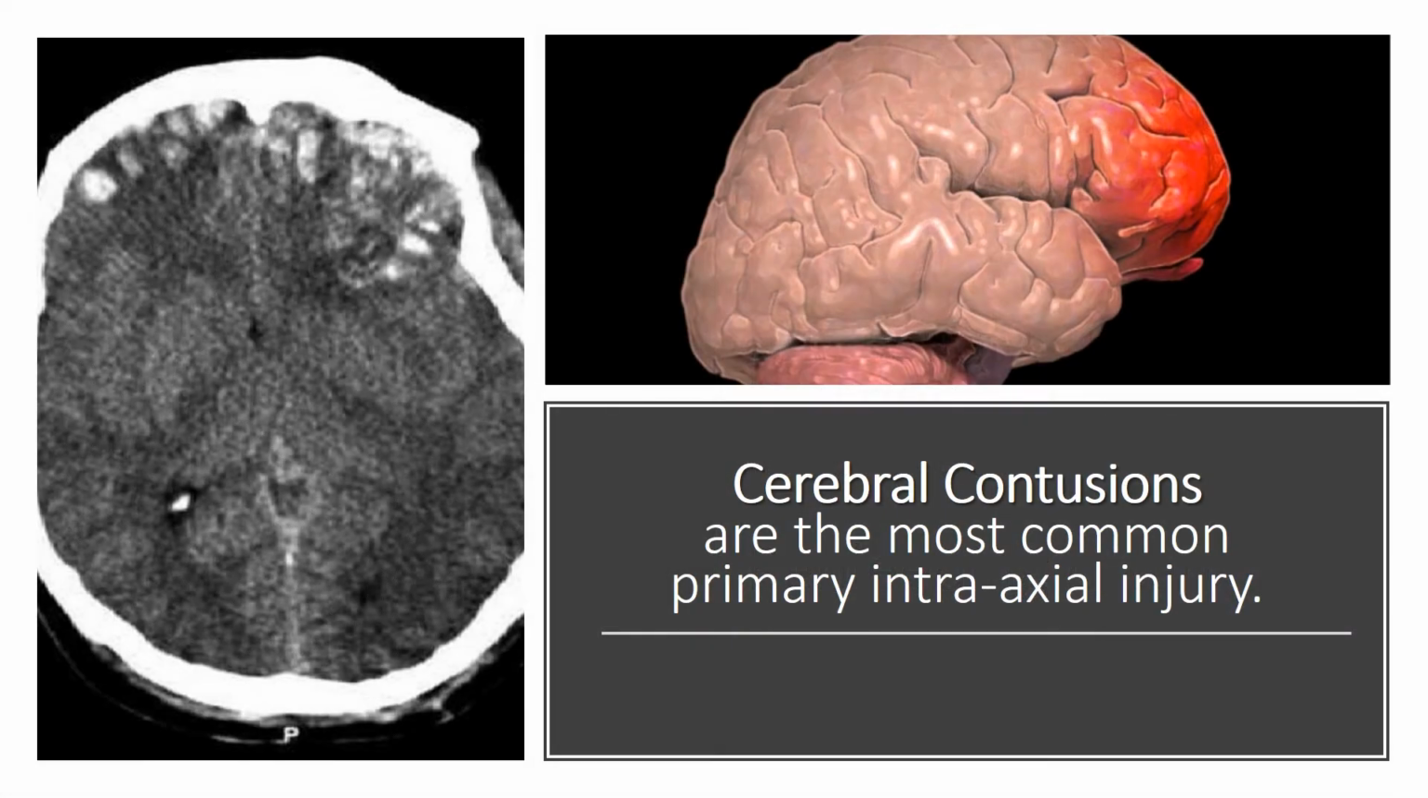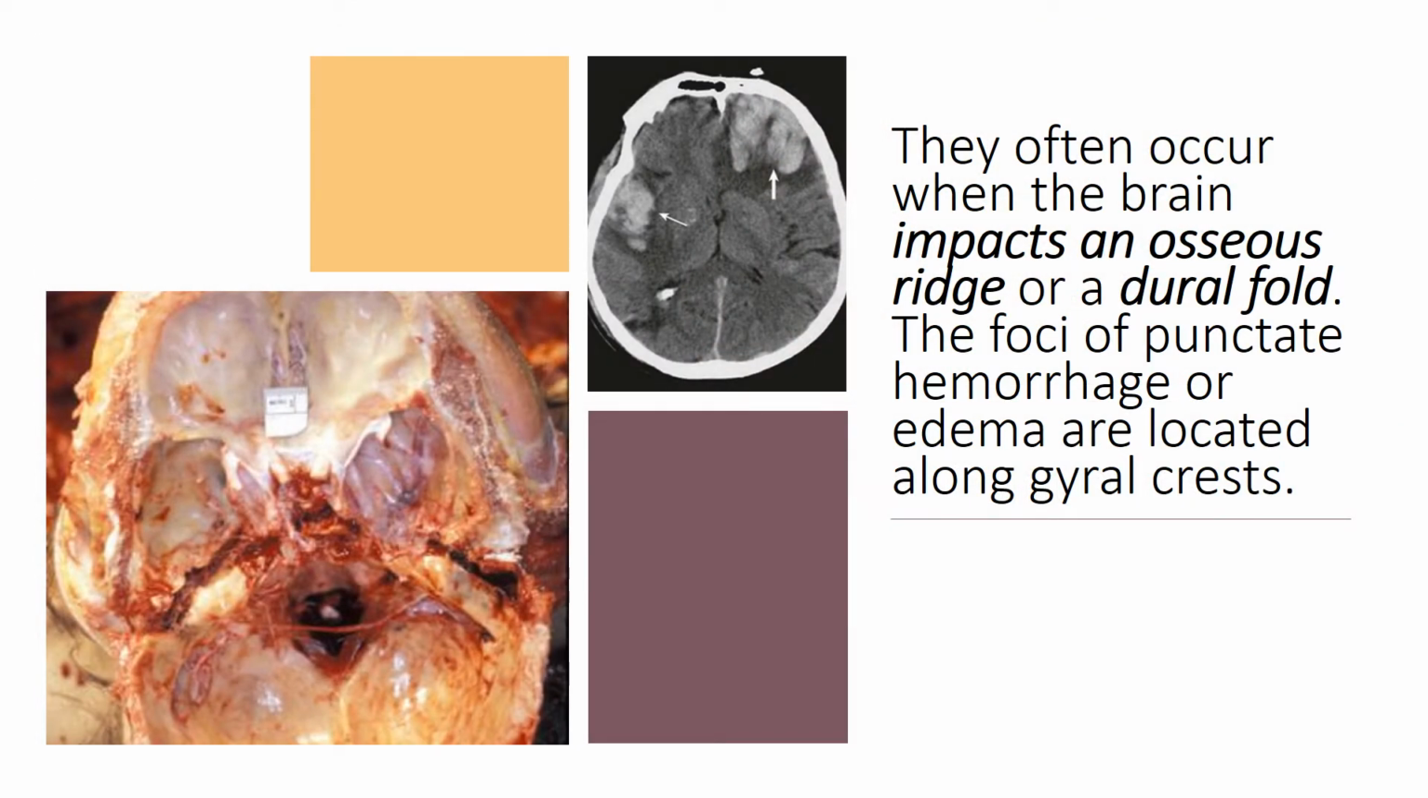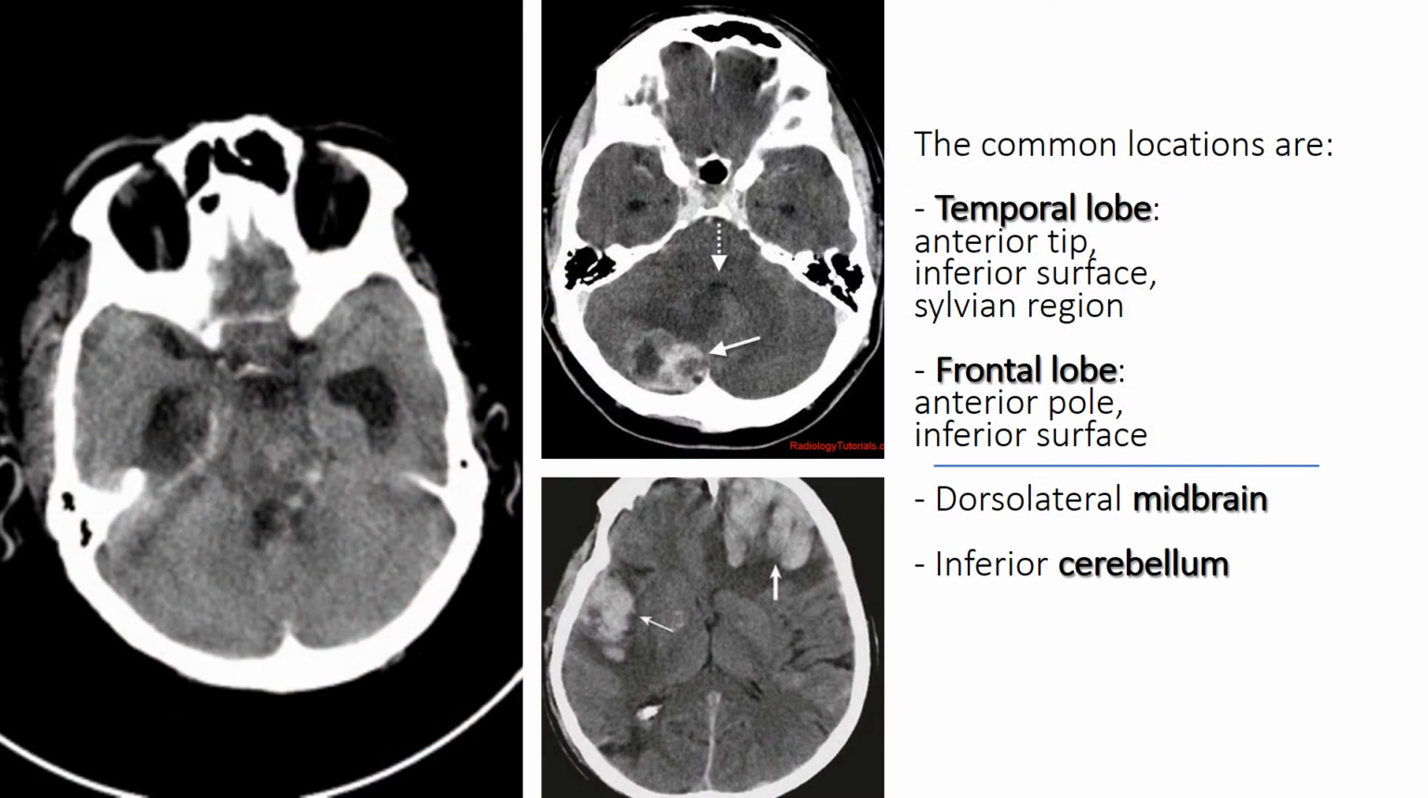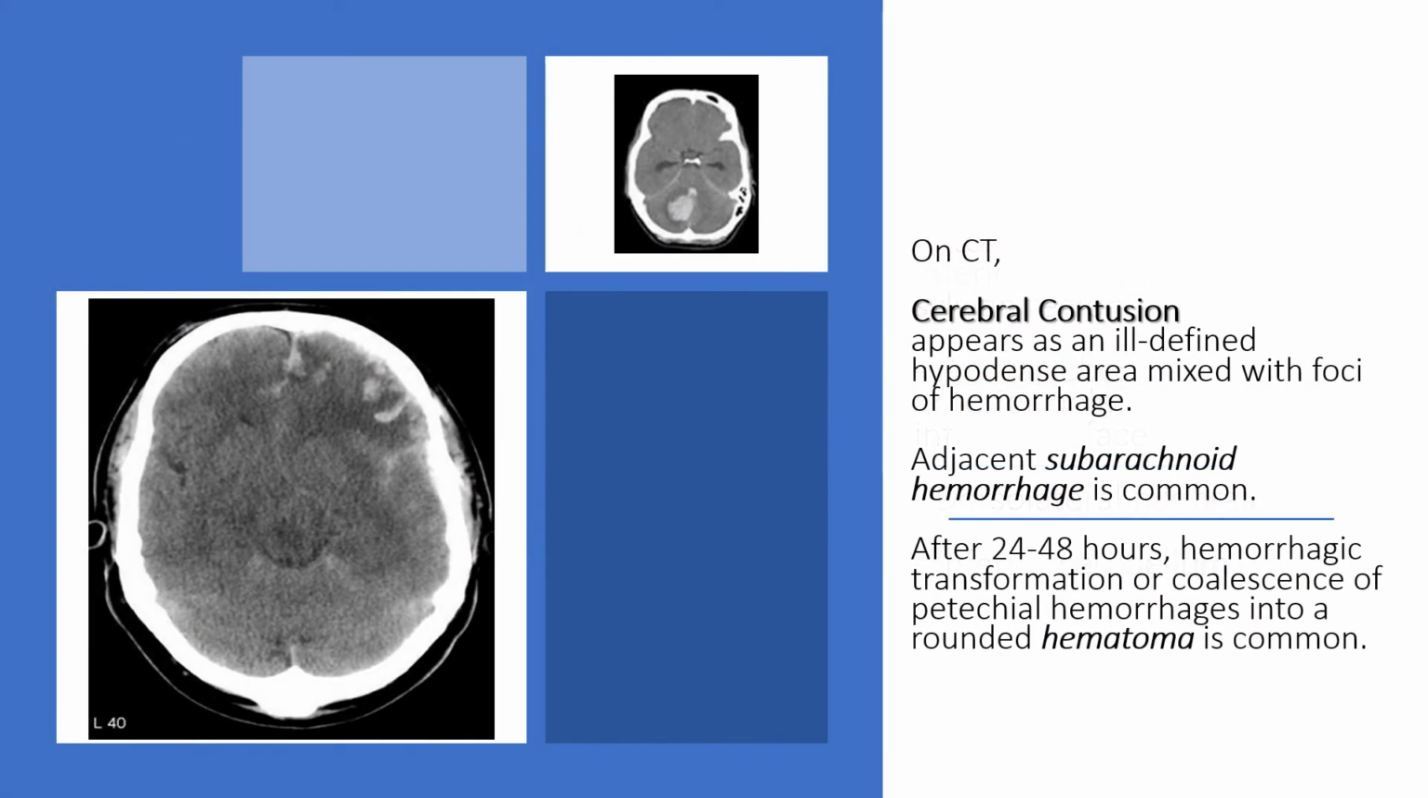Cerebral contusions are the most common primary intraaxial injury. They often occur when the brain impacts an osseous ridge or a dural fold. The foci of punctate hemorrhage or edema are located along gyral crests. The common locations are temporal lobe, anterior tip, inferior surface, sylvian region; frontal lobe, anterior pole, inferior surface; dorsolateral midbrain, inferior cerebellum. On CT, cerebral contusion appears as an ill-defined hyperdense area mixed with foci of hemorrhage.